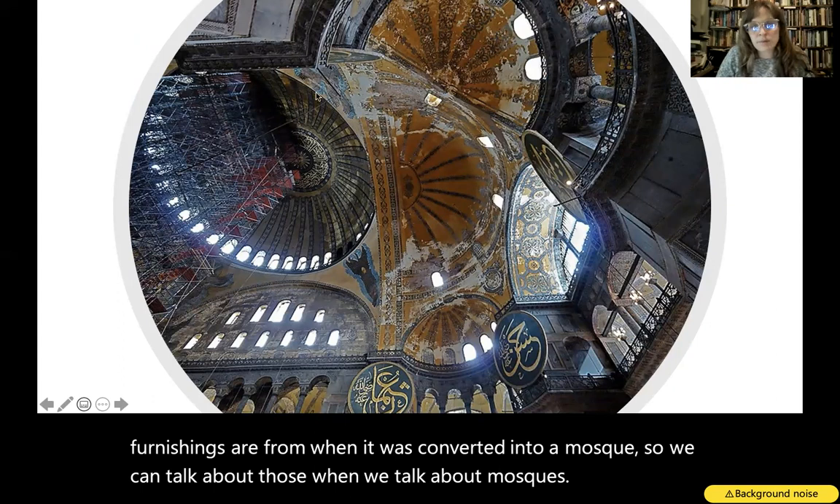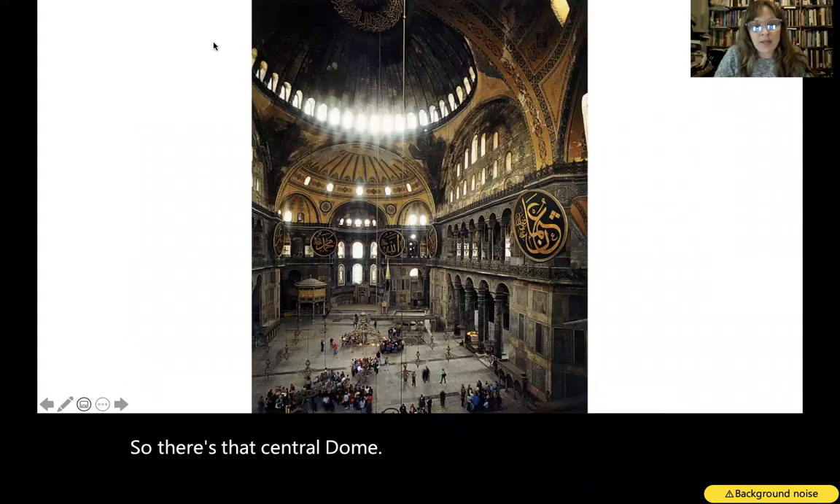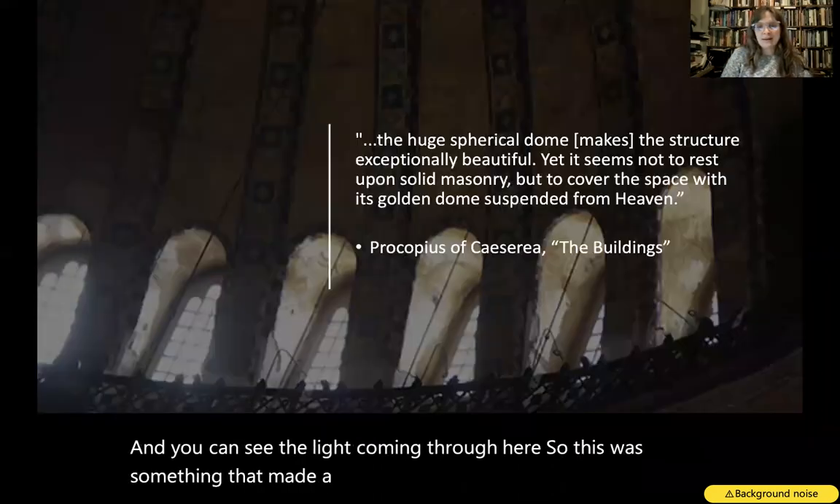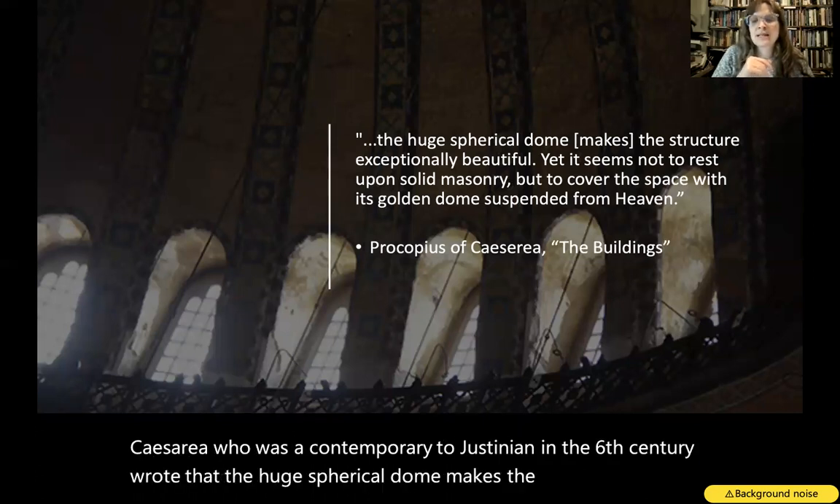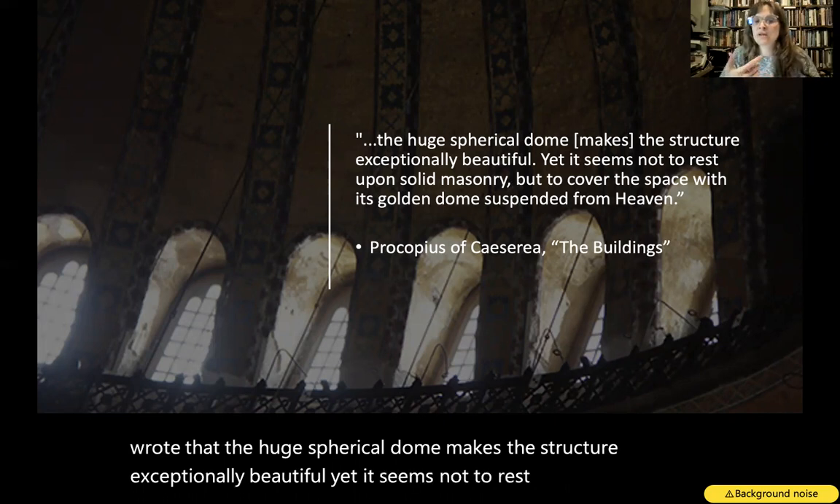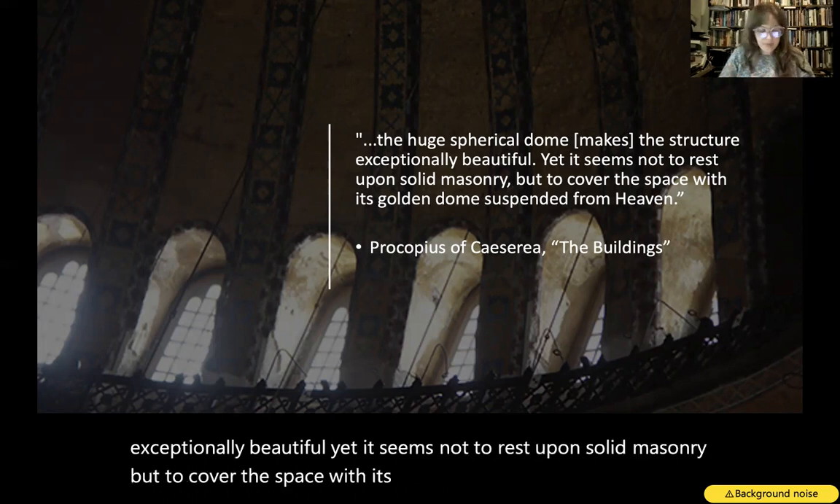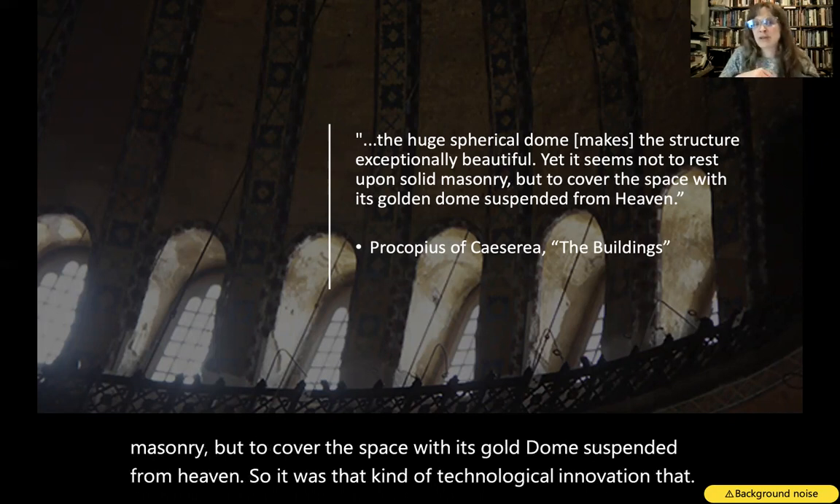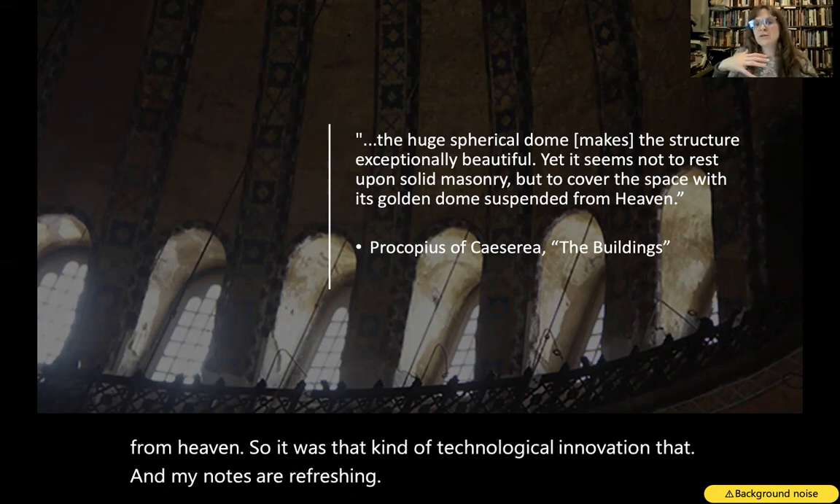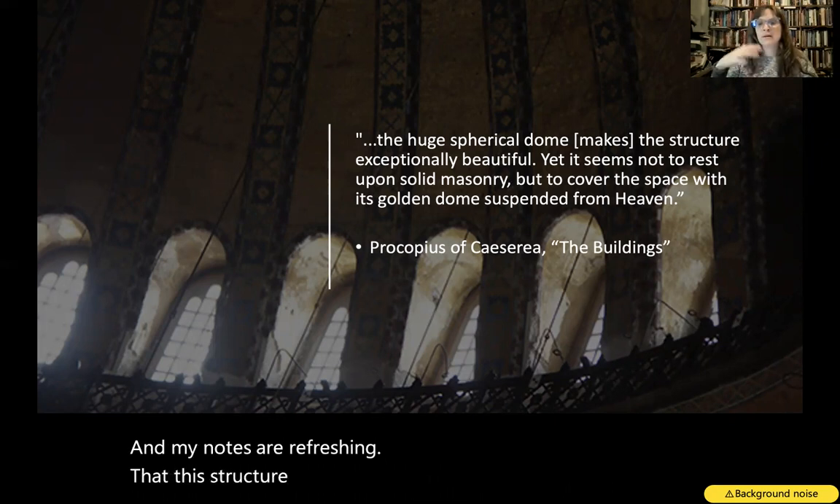So there's that central dome. And you can see the light coming through here. So this was something that made a big impact on folks. And Procopius of Caesarea, who was a contemporary to Justinian in the 6th century, wrote that the huge spherical dome makes the structure exceptionally beautiful, yet it seems not to rest upon solid masonry, but to cover the space with its gold dome suspended from heaven. So that's that kind of technological innovation, that this structure is so big and expansive.